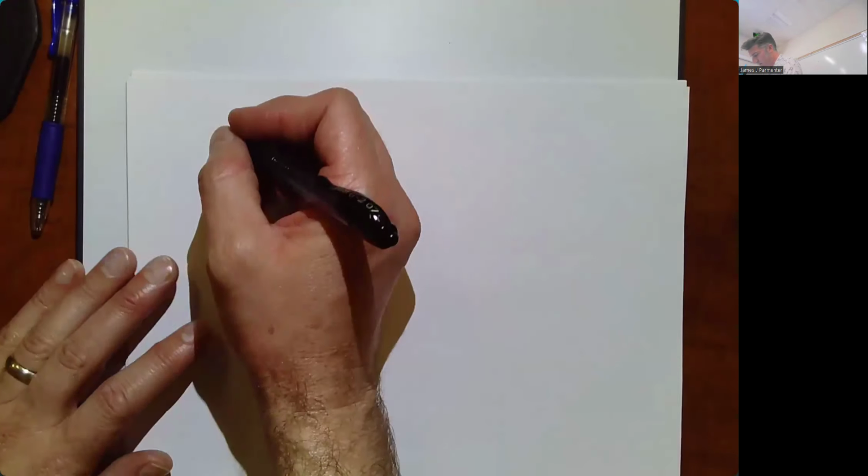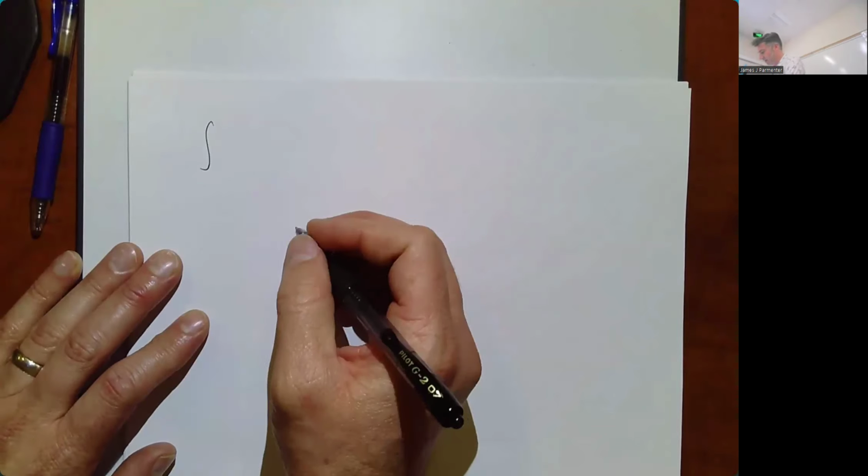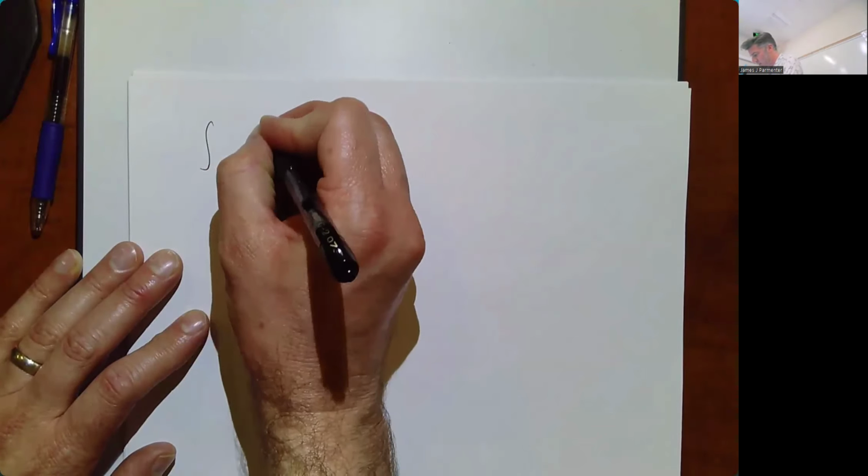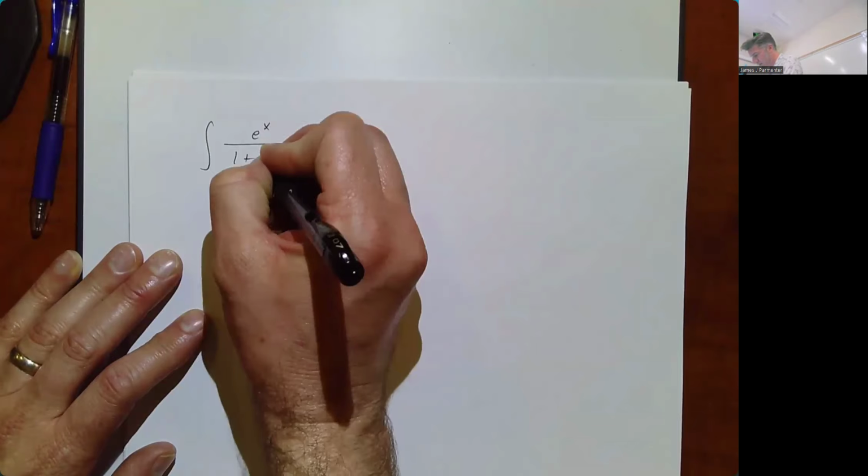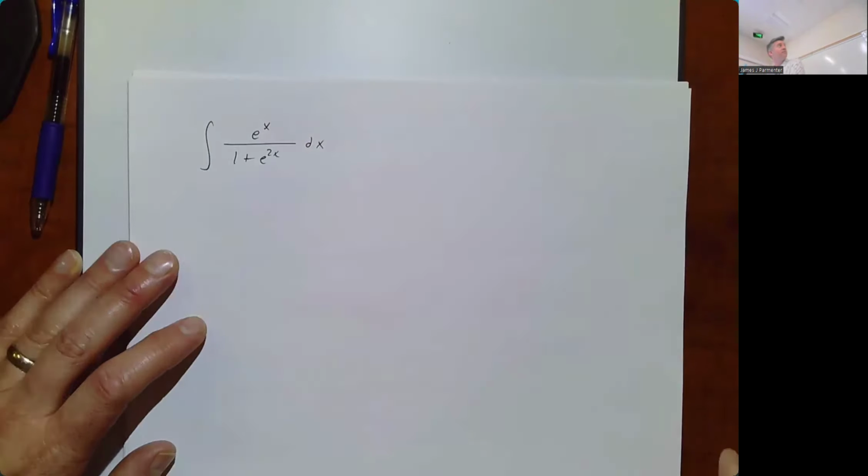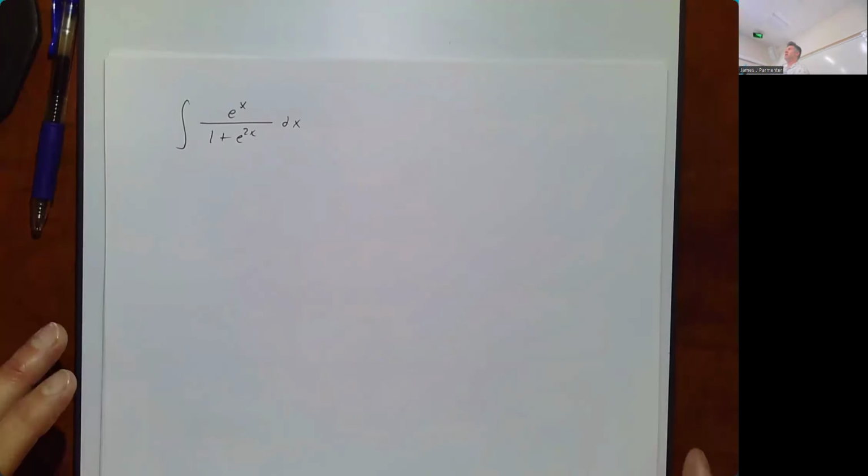Let's look at one more example of this. Yeah, I like this one. We want to find the integral of, let's say we have e to the x over 1 plus e to the 2x. Deceivingly similar.